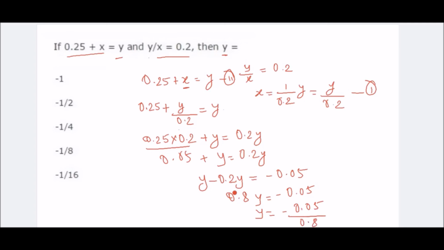See here, the answer choices are given in fraction form. So let's make it a fraction. When the decimal point is removed, see here it is 2 places, that's why a 0 will be added here. So 5 by 80 with minus, it will become minus 1 by 16. So our answer choice is the last option.